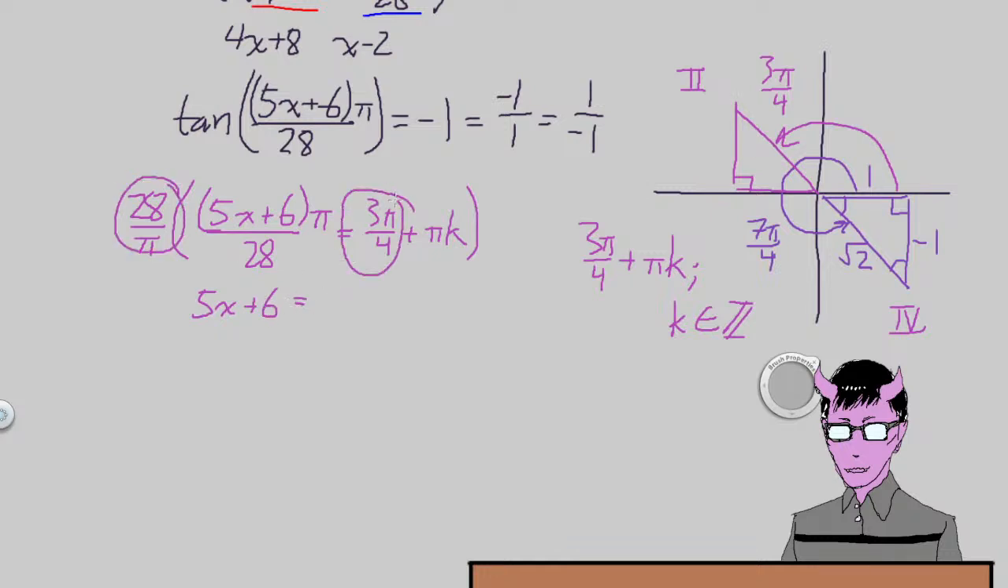This one times that one. 28 partially cancels with the 4, so we get 7. 7 times 3 is 21. The pi's will cancel out. And then lastly, we have this one times that one. The pi's cancel, but the 28 does not. Leaving us with that one, and then we're going to isolate the x by subtracting the 6 from both sides. So minus 6 is equal to 15. And then we'll divide all terms by 5.